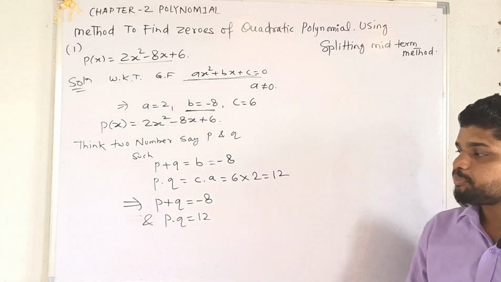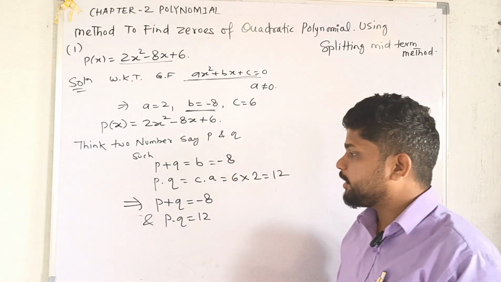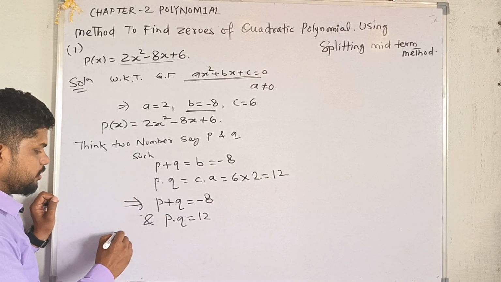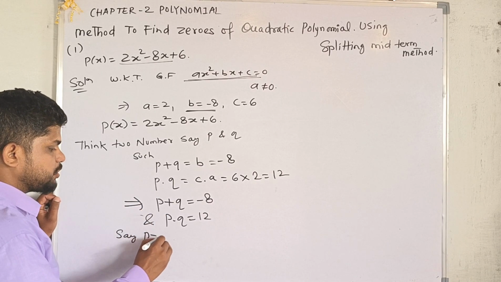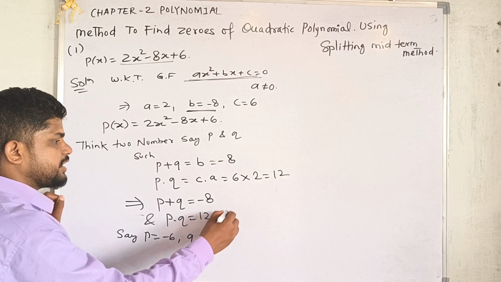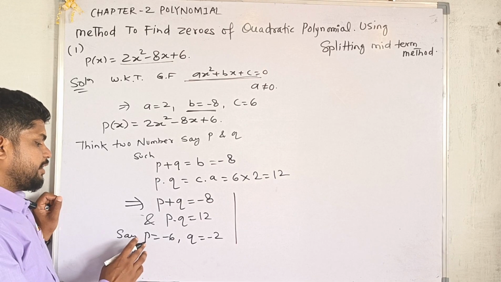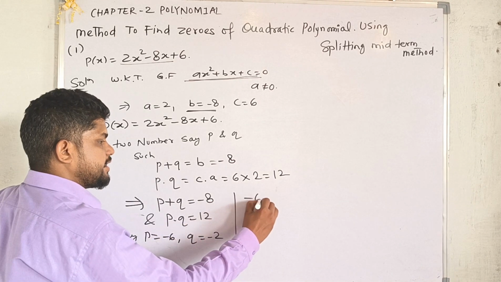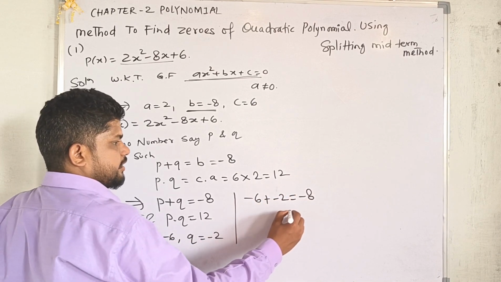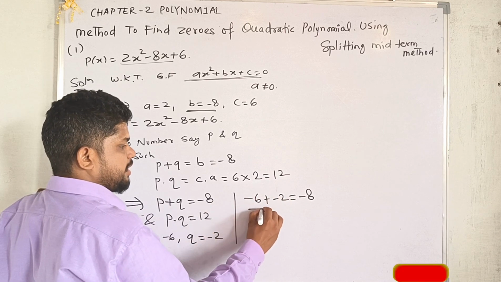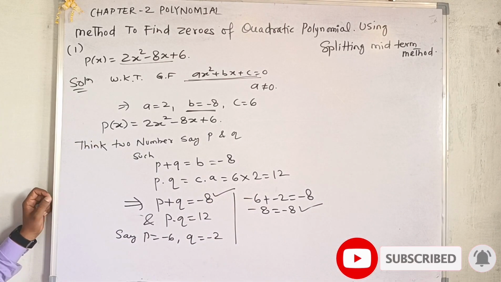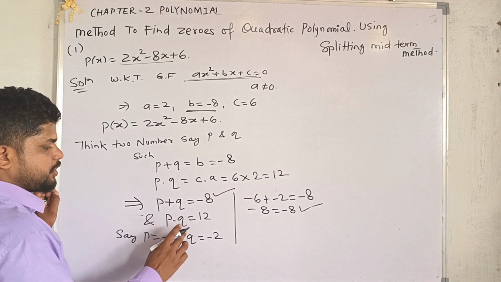So here by using the hit and trial method you can try. Suppose I take the value of p is equal to minus 6 and q is equal to minus 2. Here just try to check whether it is satisfied or not. So when we take p equal to minus 6 and q equal to minus 2, minus 6 plus minus 2 is minus 8, which is equal to b. So it is satisfied for this condition.